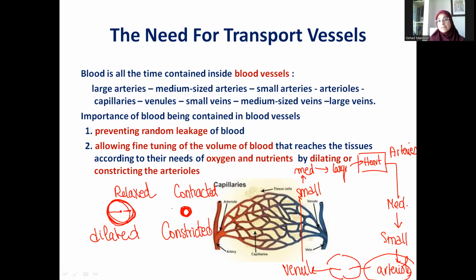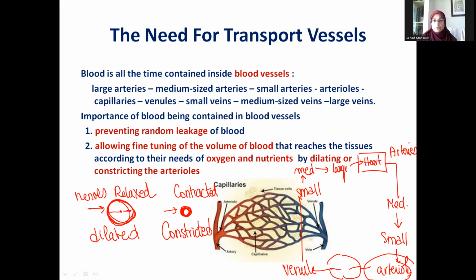So how does the arteriole do this? The arteriole does this by receiving orders from the nerves. Sometimes the nerves give orders to the arteriole to relax, and sometimes they give orders to contract. When do they give orders to relax? When we need more blood, a greater volume of blood to provide more oxygen and nutrients. When do they give orders to constrict? When we need less blood, when we need to minimize the blood that goes to a particular organ.